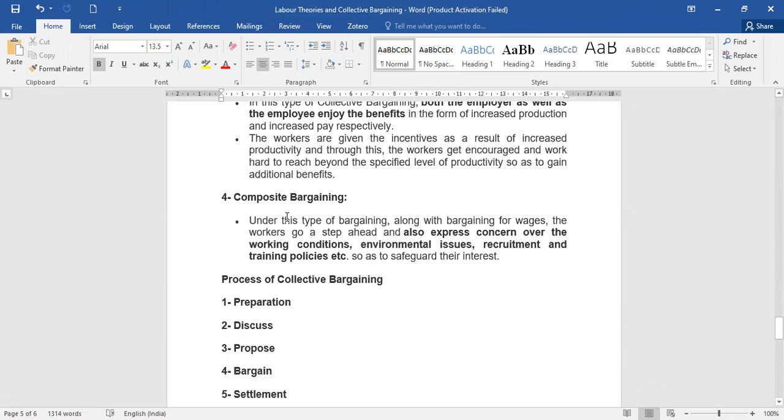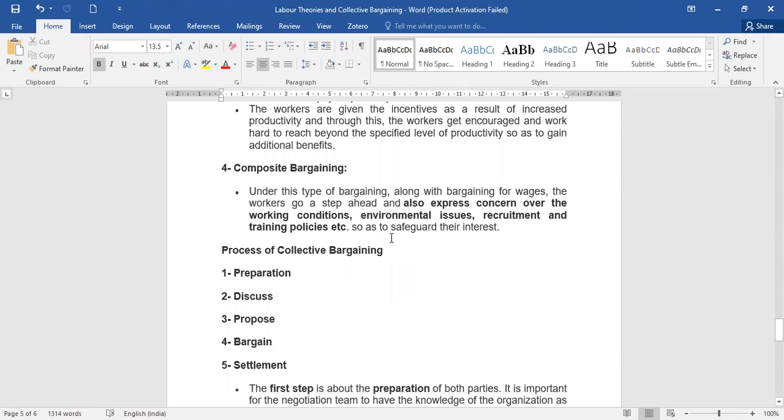Then we have something called composite bargaining, wherein, along with bargaining for wages, it helps the workers express their concerns regarding working conditions or issues related to industrial policies, so that these can be safeguarded. Composite bargaining also helps to ensure that the internal environment is in place.